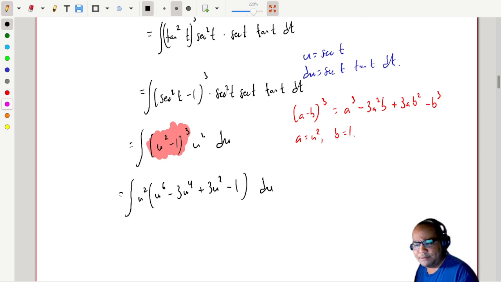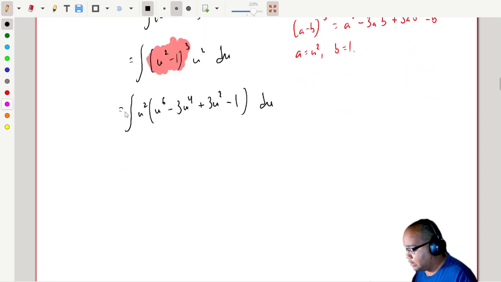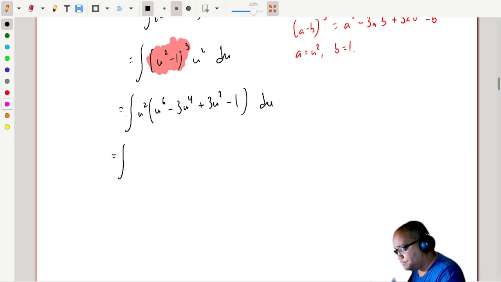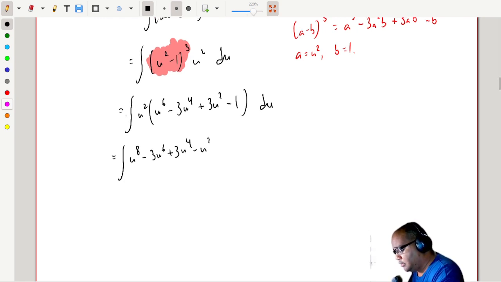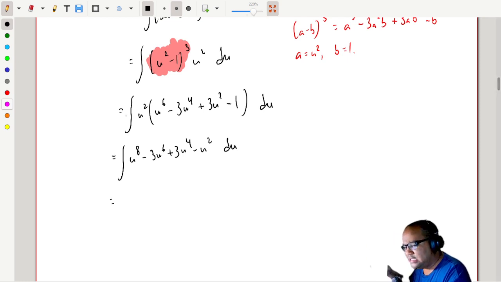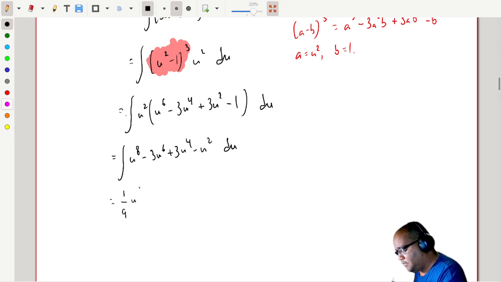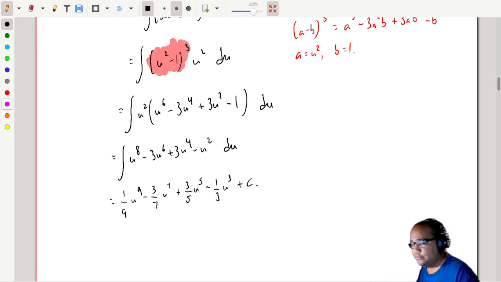And as you can probably see, this is just a power rule game again. We still have room, that's good. So it's just a power rule game now, so we got to multiply through u to the 8th minus 3u to the 6th plus 3u to the 4th minus u squared du, and it's just power rule. So we have 1/9 u to the 9th minus 3/7 u to the 7th plus 3/5 u to the 5th minus 1/3 u cubed plus a constant.